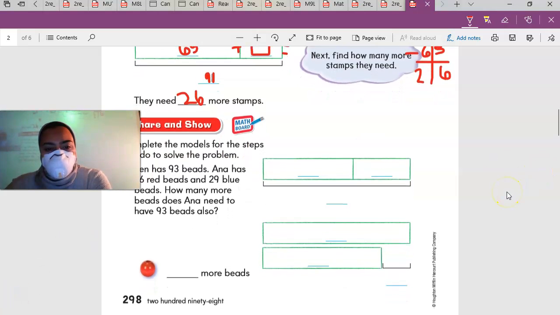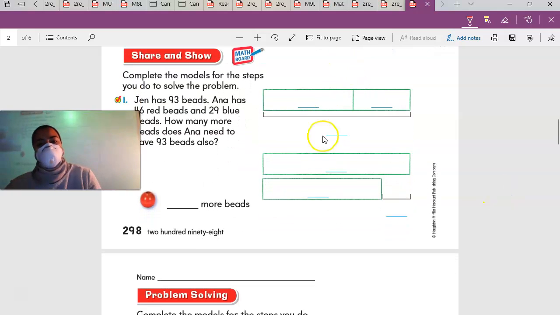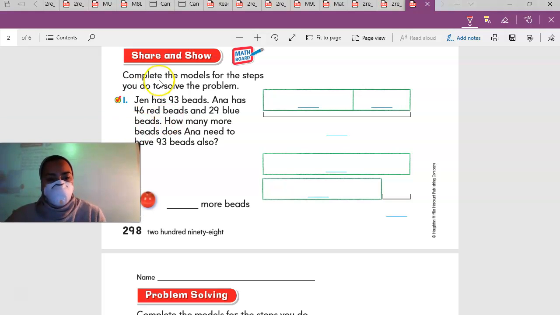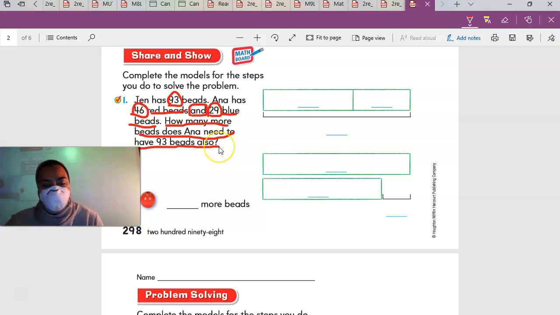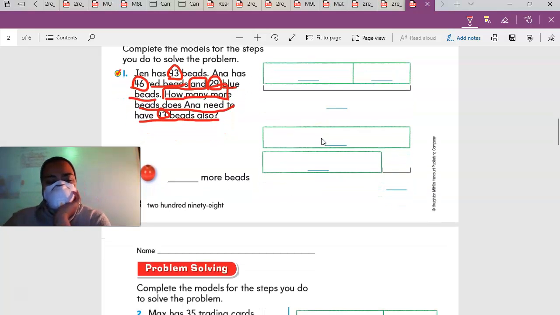All right, the next one says, complete the models for the steps you do to solve the problem. So let's complete the models and I'll let you solve it on your own. Jen has 93 beads, so circle the number 93. Anna has 46 red beads and, box that, and 29 blue beads. Underline the question. How many more beads does Anna need to have, to have 93 beads in all? And then how many more is a key word? I'm going to box that. Wow, that's a lot of information. Okay, now I have to reread it and make sure I have it. Jen has 93 beads. Anna has 46 red beads and 29 blue beads. How many more beads does Anna need to have 93 beads also?